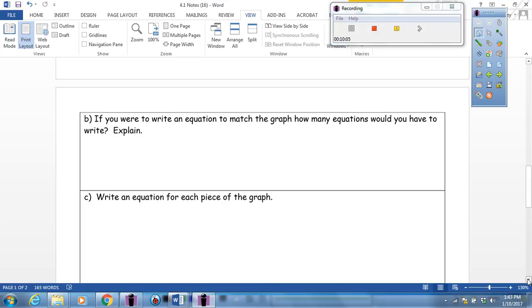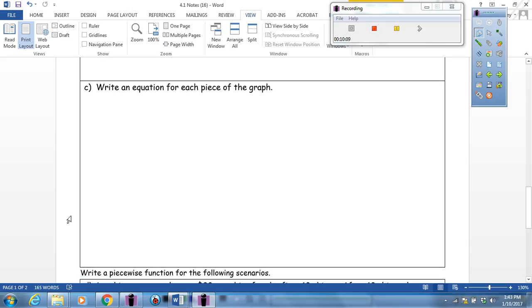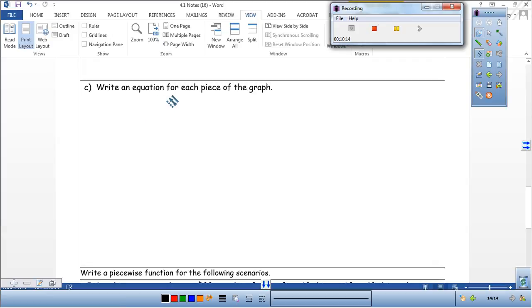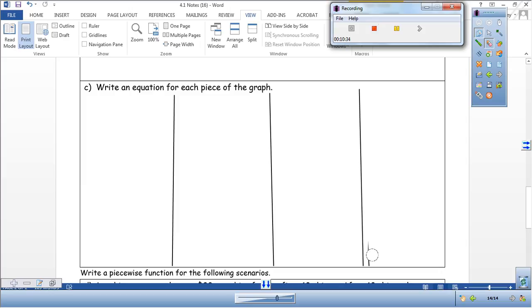Now we're going to come up with a writing equation for each piece of the graph. Okay? We want to divide this up into 4 parts because we have 4 different equations. So just try to make these evenly divided. Okay, so this is going to be equation number 1.